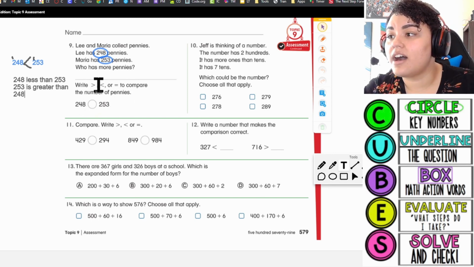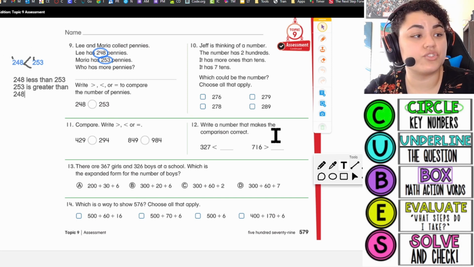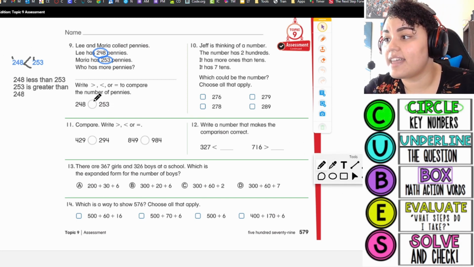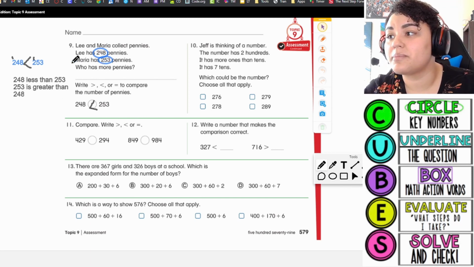Okay, so let's see. Write greater than, less than, or equal to compare. So 248, we already drew our little line up here, is less than. Who has more pennies would be who has more, or who has the greater number. So who has 253? Maria. So we can write Maria here.